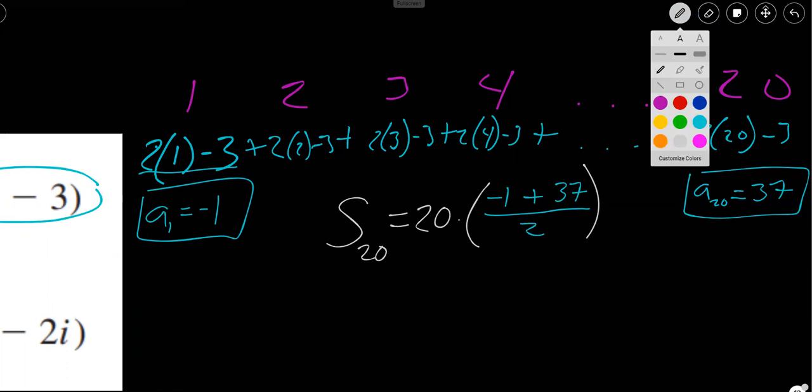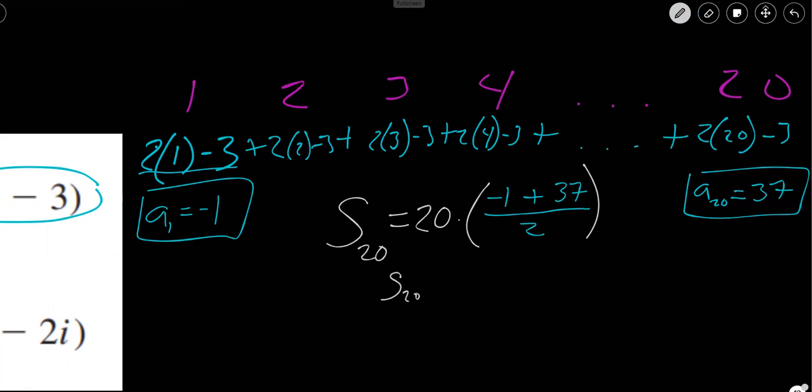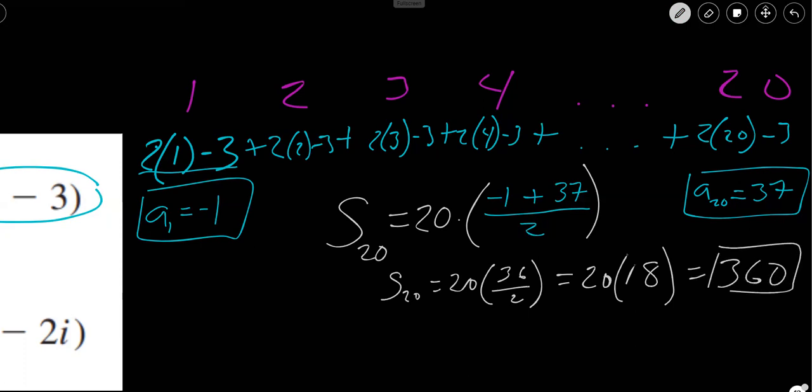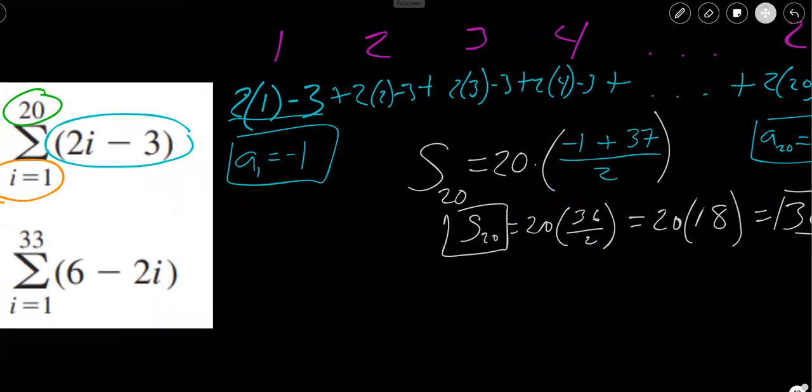So now it's just order of operations stuff. It goes very quickly. S20 is equal to 20 times -1 plus 37, which is 36, over 2, which is equal to 20 times 18. 36 divided by 2 is 18, which is equal to 360. So S20 is equal to 360. Or in other words, the first 20 terms of this series, terms 1 through 20, add up to 360.